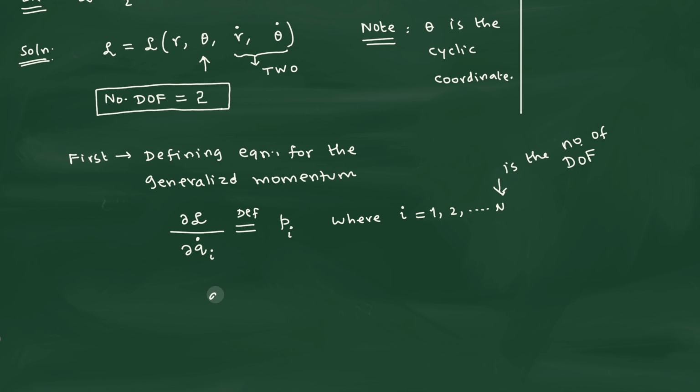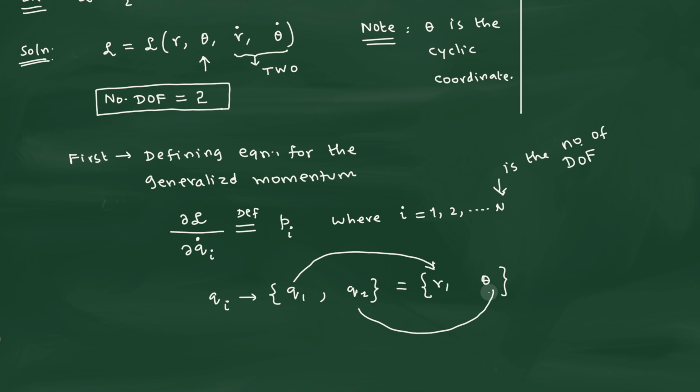So qi becomes q1 comma q2, since 2 numbers are there. What are those q1 comma q2? We clearly identify: the first one will be r, because these are the generalized coordinates, and the second one will be theta. So wherever q1 comes, in that place you'll put r, and wherever q2 comes, there you'll substitute theta. That is the meaning of qi.